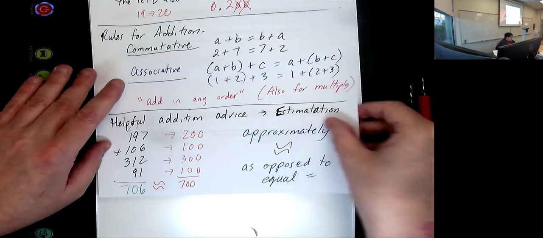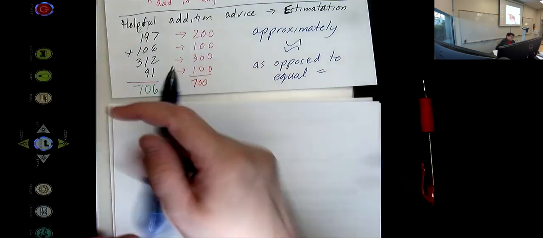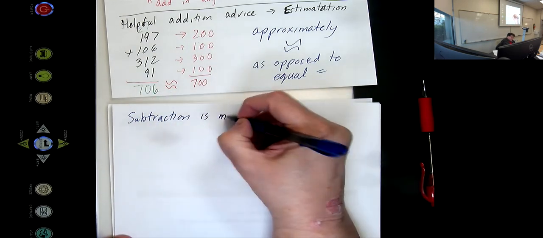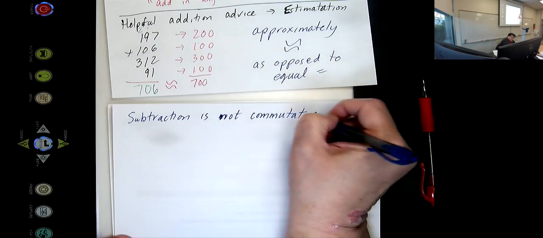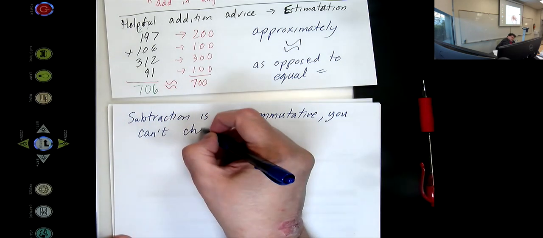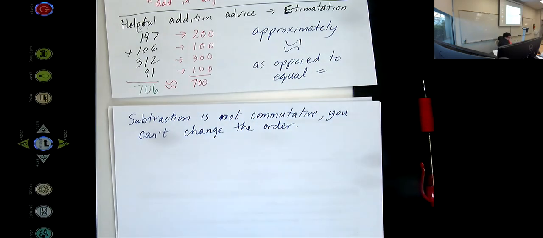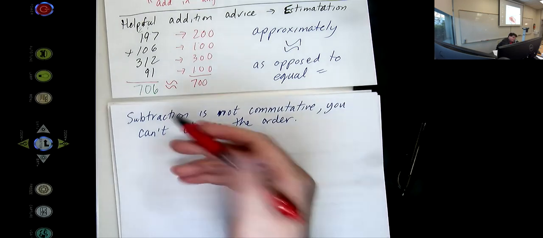Subtraction, similar, but subtraction is not commutative. Take them out like sharing. Subtraction is not commutative. You can't change orders. You can still do the estimating thing here, though. Estimating still works.